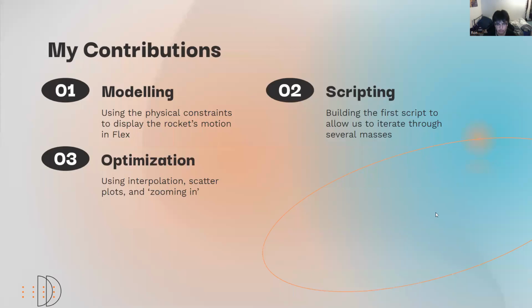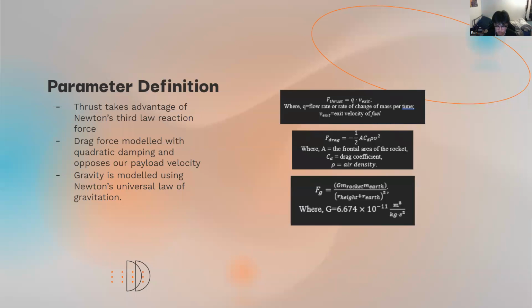I focused mostly on building the FlexPDE model, the Python script, as well as the optimization of our grid search to produce the most accurate results. There are several physical constraints that directed our initial approach. Thrust for each stage is set to run only while there is fuel and works to accelerate the rocket by using Newton's third law reaction force, shooting fuel out the back end at a fast rate with incredible speed.